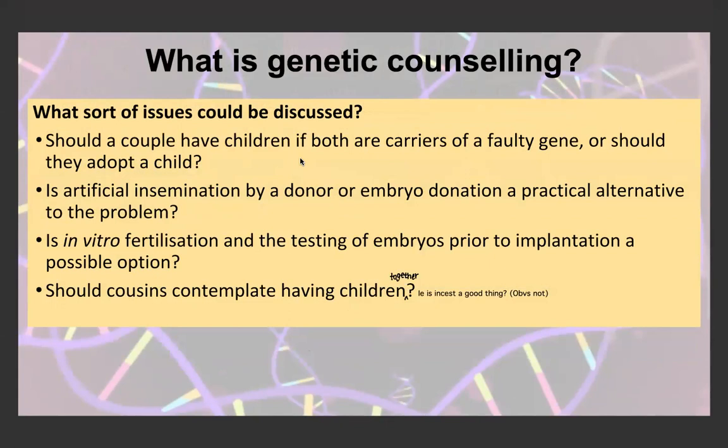And then they can discuss, should we have children or should we adopt a child? Genetic counselors can also say things like, is artificial insemination by a donor or embryo donation a good alternative? Is in vitro fertilization and the testing of embryos before they're implanted a good option? And then something that's also added in the end is, should cousins contemplate having children? This is quite a stupid addition, but it's basically saying, is incest a good thing?